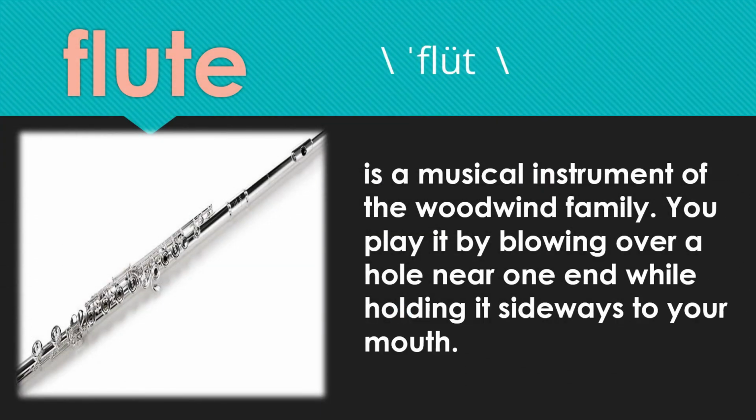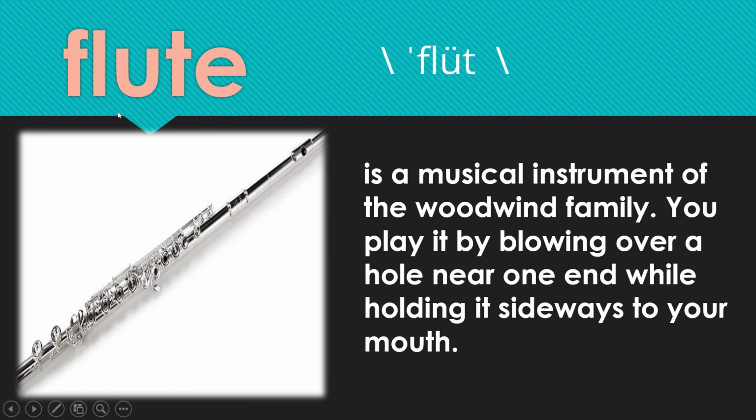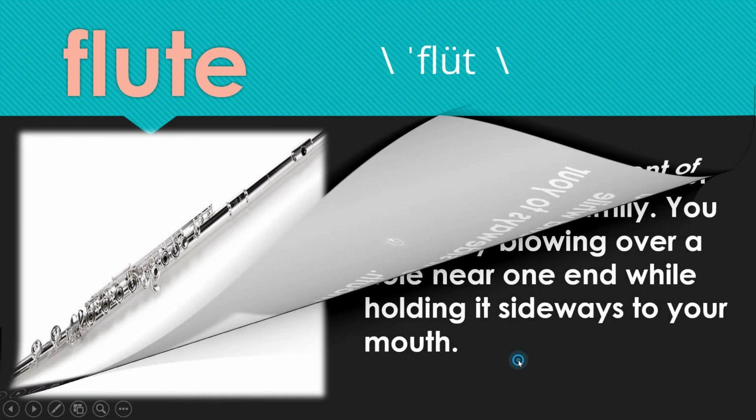Alright, next we have, everybody say flute. This is flu and then t. Flute. So what is a flute? A flute is a musical instrument of the woodwind family. They are a wind instrument, and you play it by blowing over a hole near one end while holding it sideways to your mouth. So that is a flute. Everybody, flute. Spell the word flute. F-L-U-T-E. Flute.